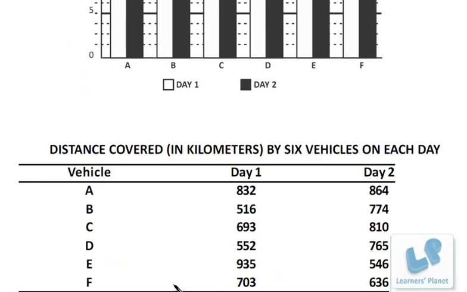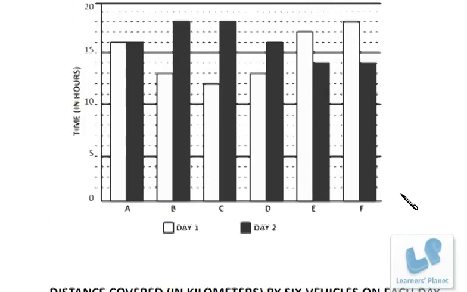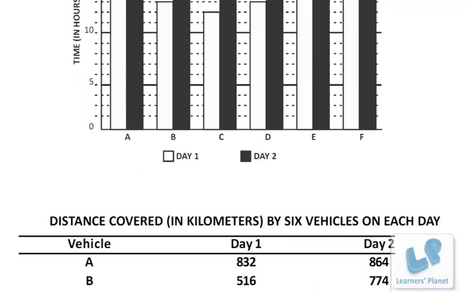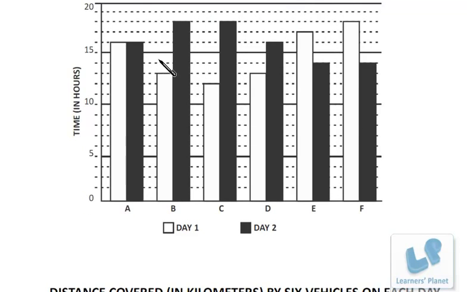Now A, we can see on day 1 it is 832 kilometers, on day 2 864 kilometers, right? But if we see this bar graph, the time taken on both the days is the same, but distance is different and time is same. That means speed cannot be the same. Speed is distance by time, right? So vehicle A cannot be the correct choice.